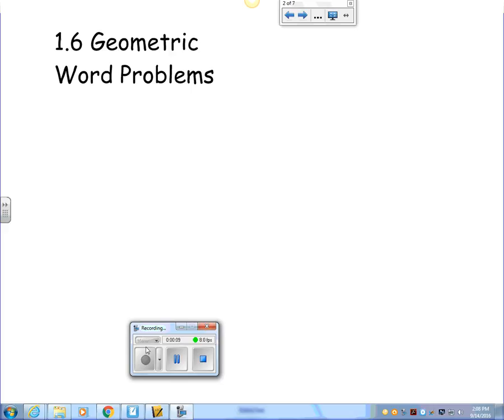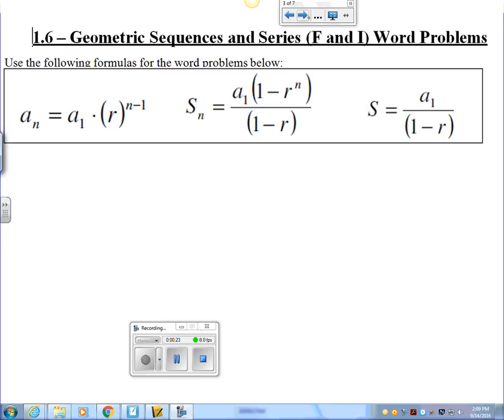All right, 1.6 geometric word problems. So we're not learning any new formulas, but we are doing word problems. So, number one, Jesse, read it for us. Or no, never mind, hold up. Well, I'll get to you in a minute.